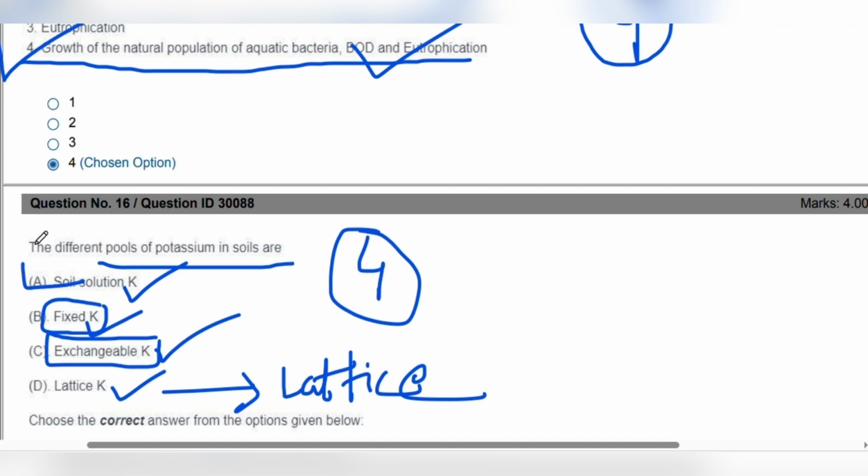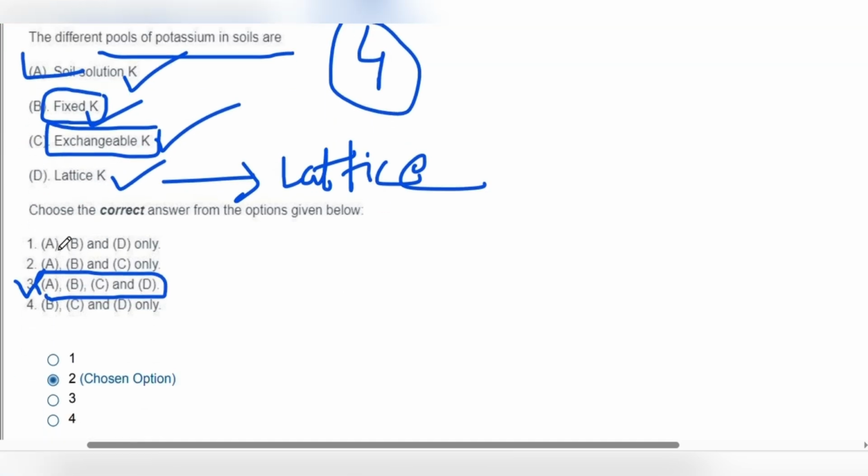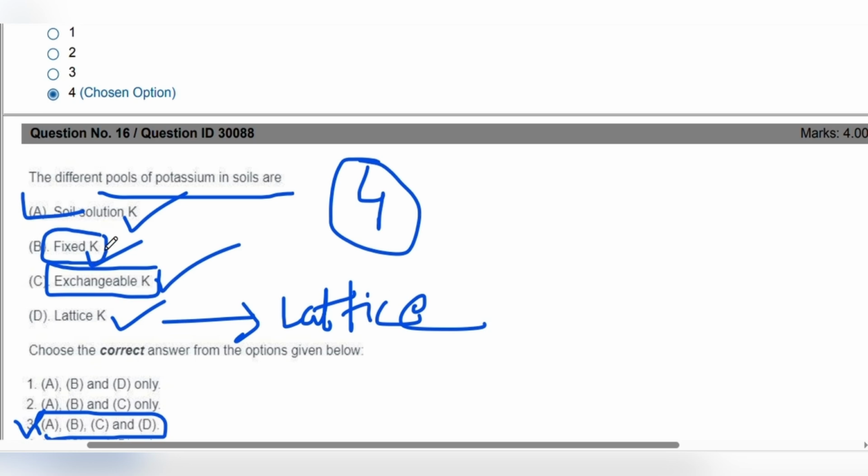Alright. I don't think there is any doubt about this. Let's move on. If there is any doubt, you can always ask in the comments.